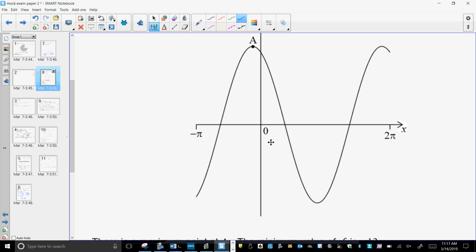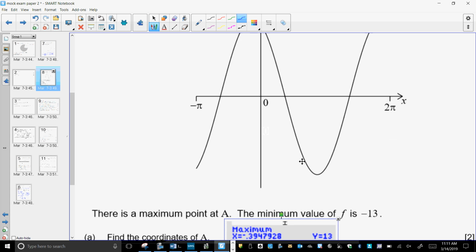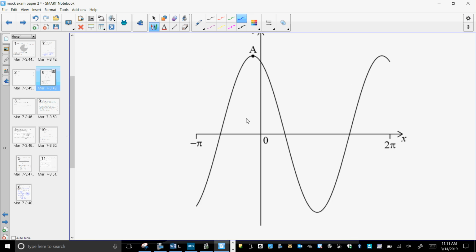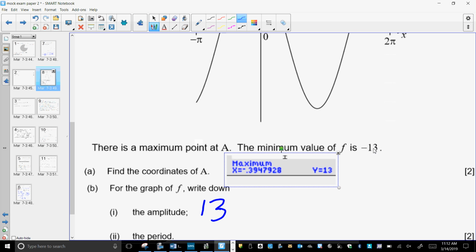We can see that it's symmetrical back here. So if that maximum point was 13, plus we know the minimum is -13, so that means that the amplitude would be 13. The period is how long it takes to do one full cycle. So if it starts here and finishes here, I would suggest that the period is going to be 2 pi, because that's just before the 2 pi, that's just before the 0. If you didn't trust that, you could find this coordinate and then obviously find this measurement here, but I'm going to just go with 2 pi.